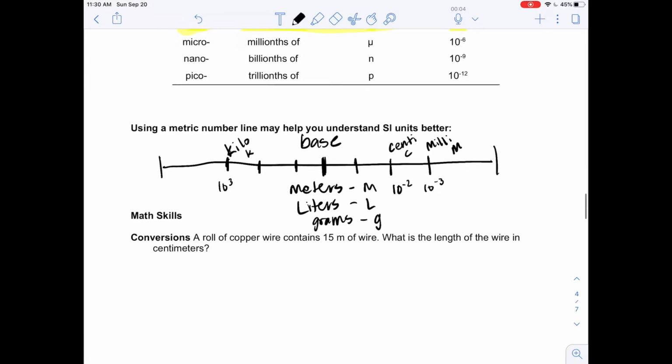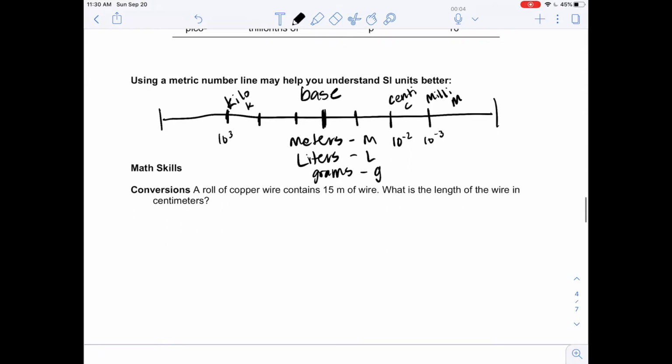So the number line is really useful when you want to convert between things, and I'm going to show you right now how to do that. In this problem, it says a roll of copper wire contains 15 meters of wire. What is the length of the wire in centimeters? If you had 15 meters and you wanted to write that out in centimeters, you just start where you're at, and we are at meters, which is in the middle, right? That's the base unit. There's no prefix on it, just the meters.